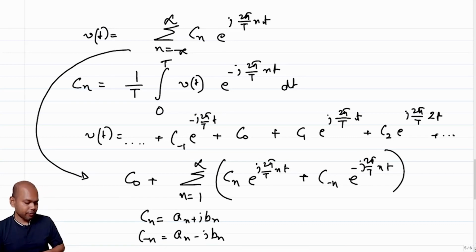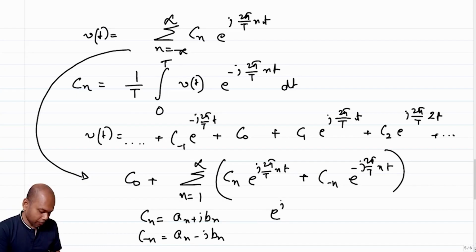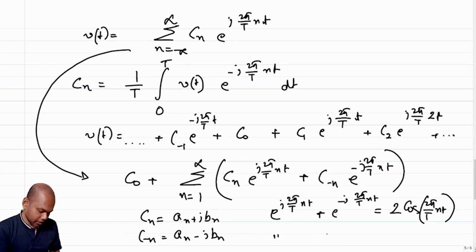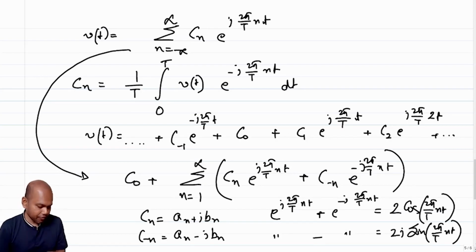Then some of you might be familiar with the other form of this expression, where I do not write anything in terms of complex exponentials, but I use the fact that e to the power j 2 pi by T n t plus e to the power minus j 2 pi by T n t is equal to twice cosine of 2 pi by T n t, and similarly, the difference becomes twice j sine of 2 pi by T n t, right? So regardless of whichever you are familiar with, it doesn't matter.